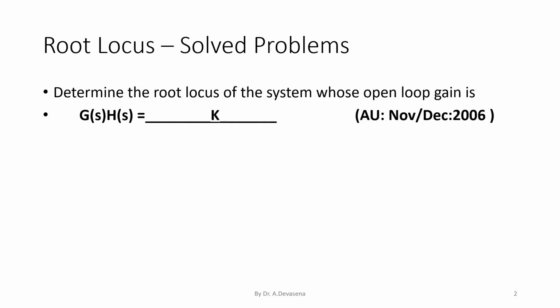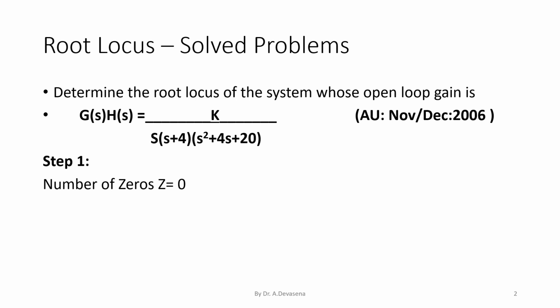The statement is, determine the root locus of the system whose open loop gain is G(s)H(s) = K divided by s into (s plus 4) into (s square plus 4s plus 20). This problem was asked in a university exam, November-December 2006. Now we are going to solve this problem.